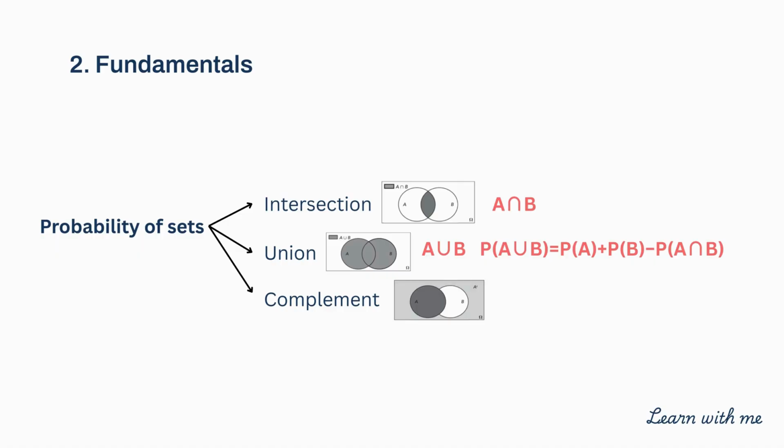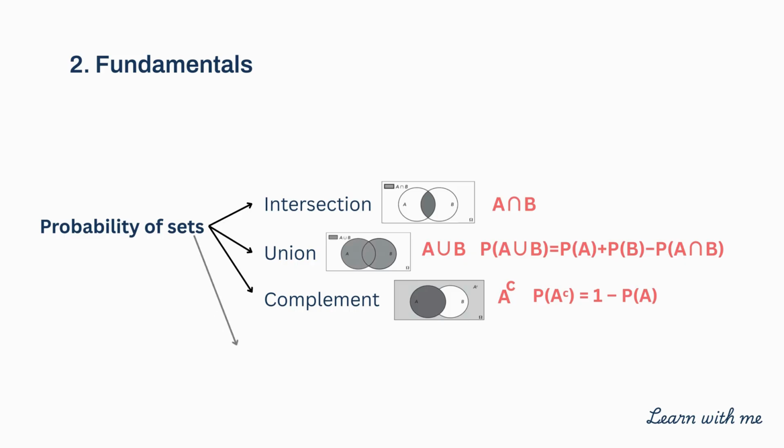The complement of A, written AC, is simply the set of all outcomes that are not in A. For example, if A is rolling an even number on a die, then AC is rolling an odd number. Now, when we look at the complement of a set, its probability is simply 1 minus the probability of the set itself. In other words, the probability of not A is equal to 1 minus the probability of A.